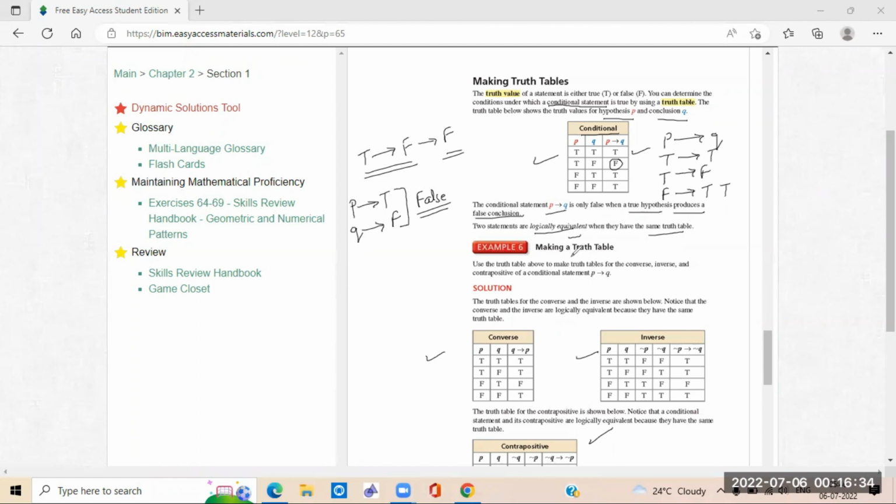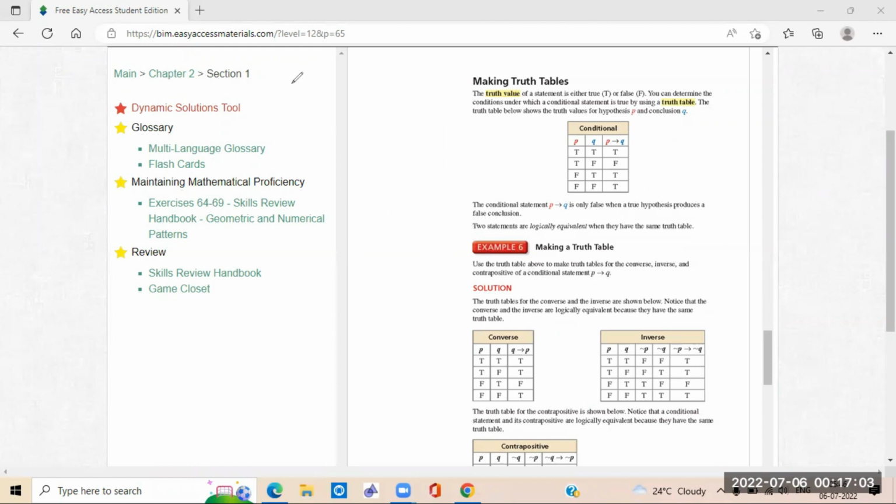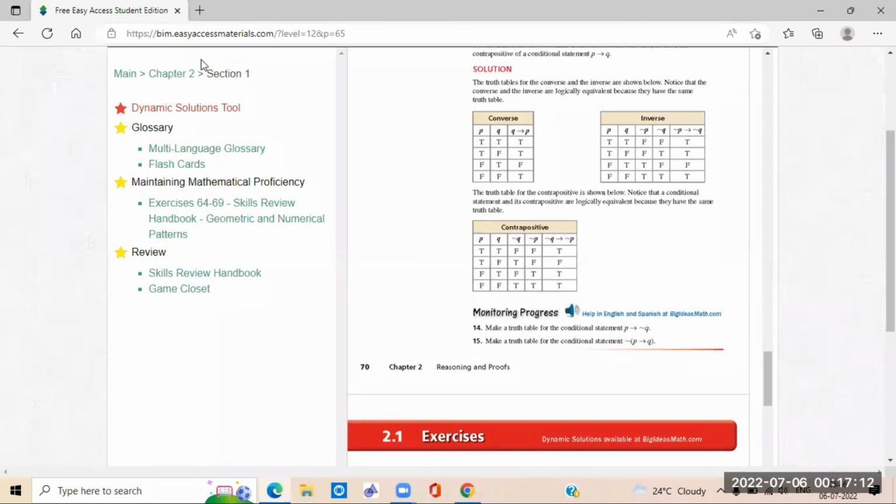So making a truth table, you have an example here. We have seen the conditional. Now we are going for the converse, the inverse, and the contrapositive. Use the truth table above to make the truth tables for the converse, inverse, and contrapositive of a conditional statement P implies Q. We have already seen the truth table for the conditional part. Now we are going to see the other three statements, the converse and the rest. How will you actually make the truth tables? Then we can see from the truth tables which are the logically equivalent statements.